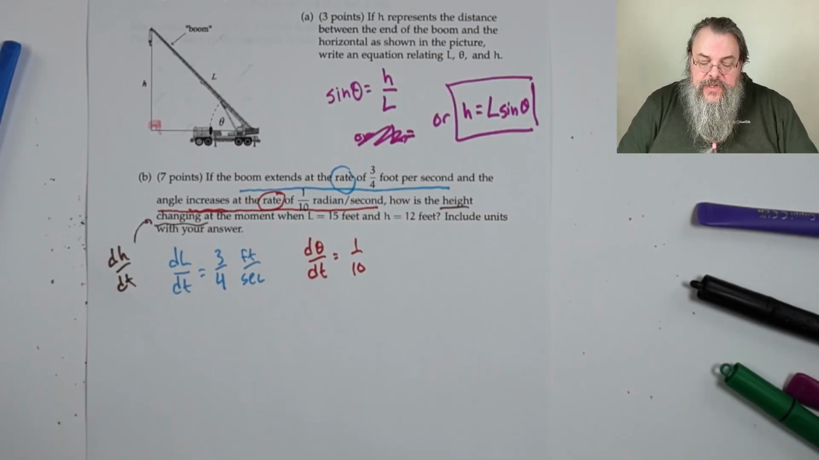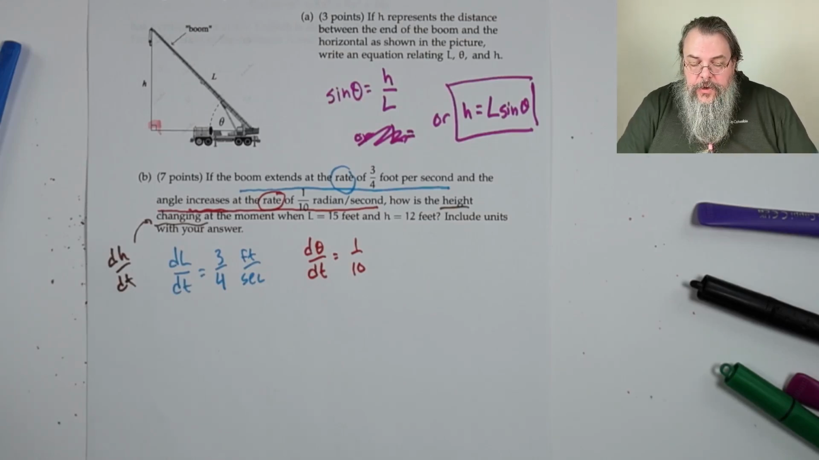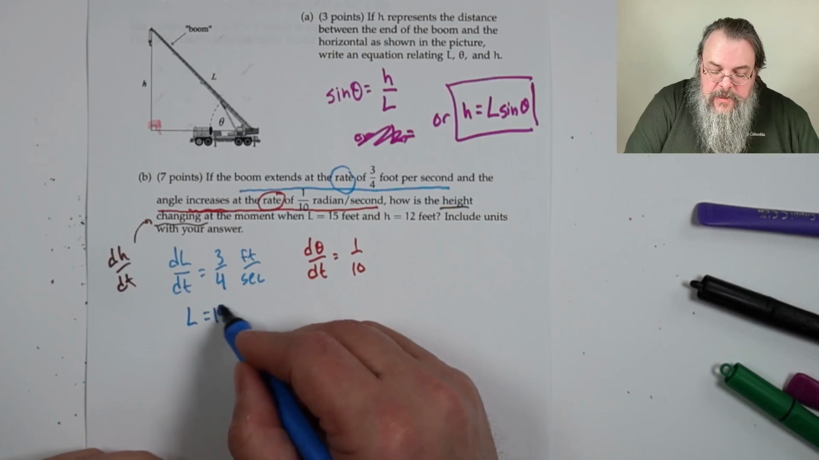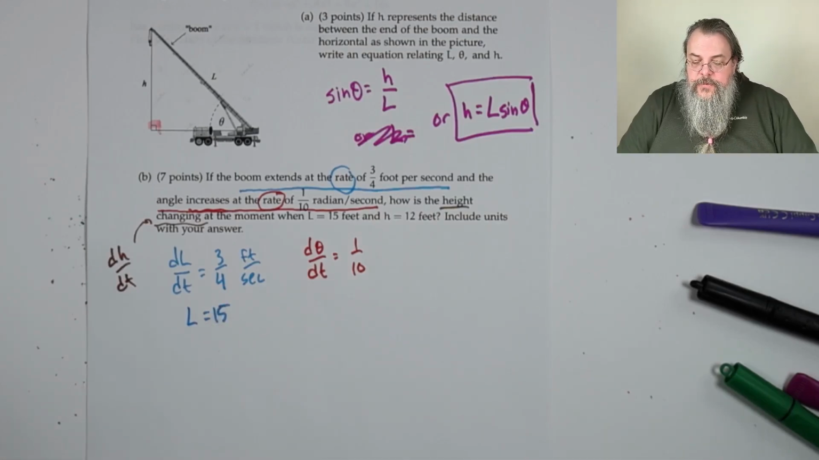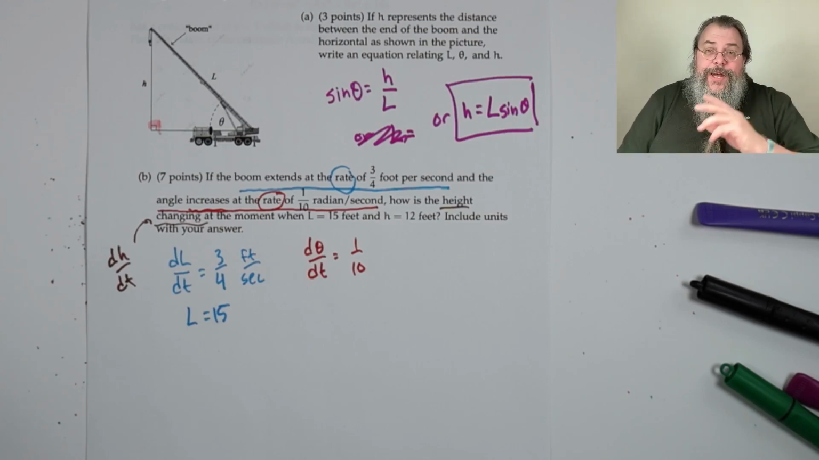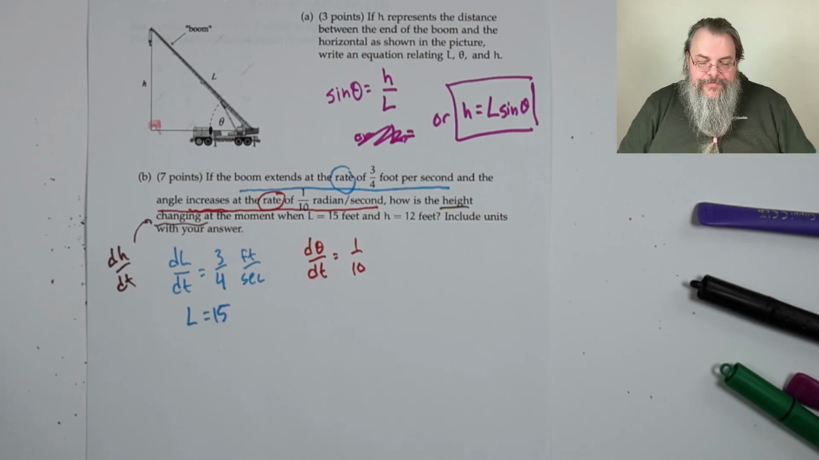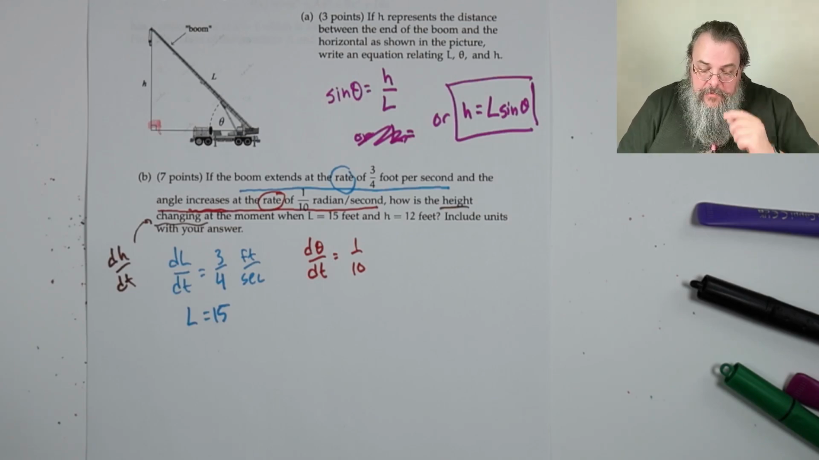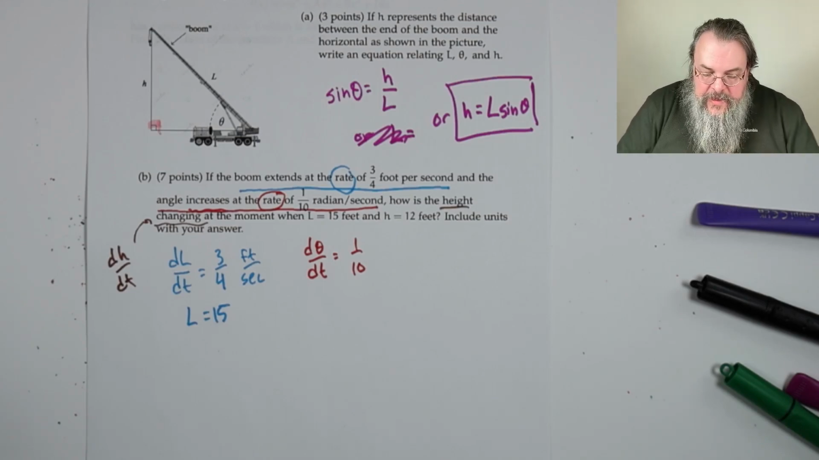We have dL dt is 3/4. We have L is 15. And we also have d theta dt. Do we know theta? I don't think we do. Maybe we don't need to worry about it yet. We'll worry about that when we need to worry about it. All right.